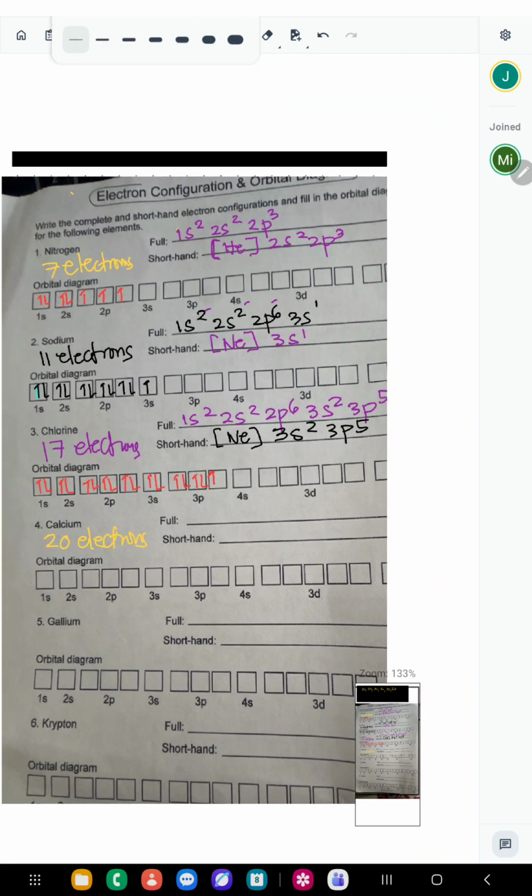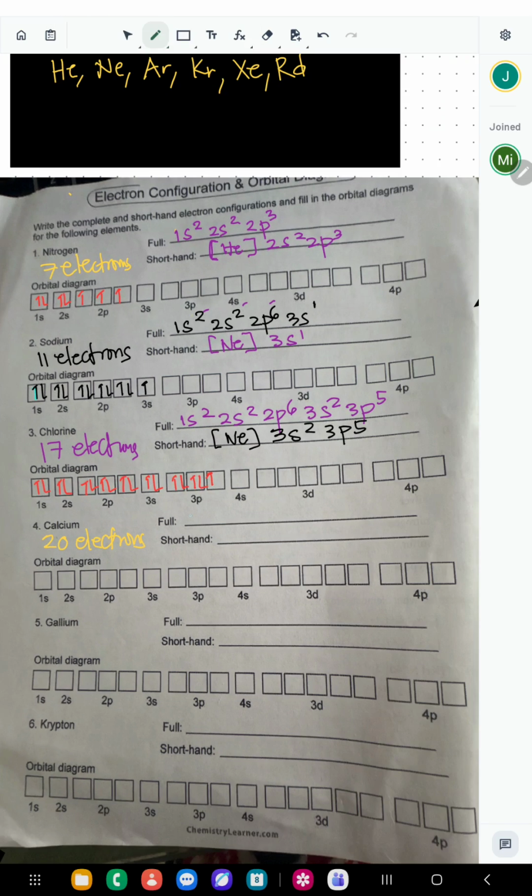How many electrons does calcium have? You look at the periodic table for its atomic number and the number of electrons. 20. Okay, so calcium has 20 electrons. Then its full electron configuration is 1s2, 2s2, 2p6, 3s2, 3p6, that is 18, and then 4s2. So you follow the Aufbau principle. So we now have 20 electrons there.